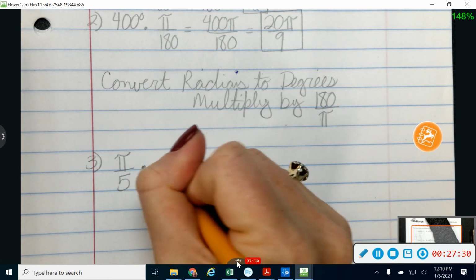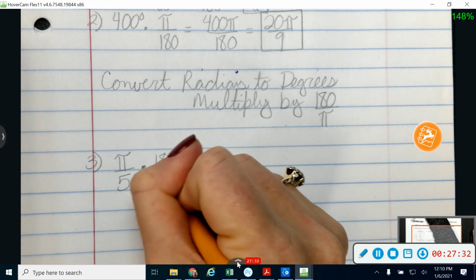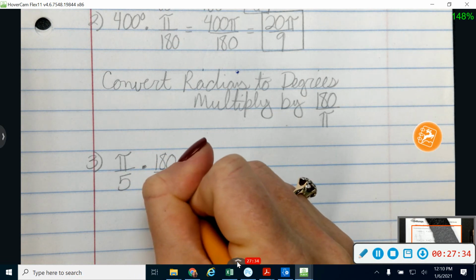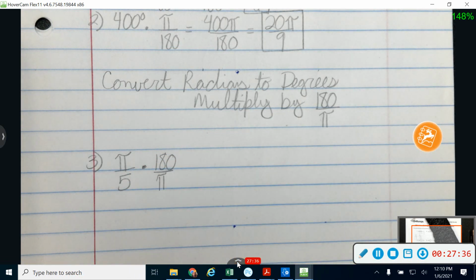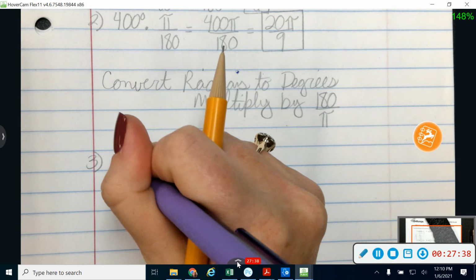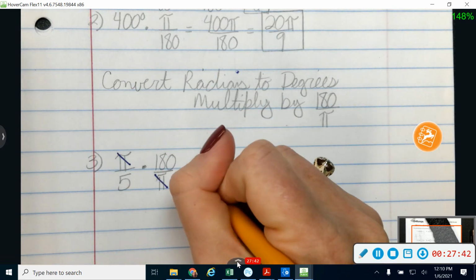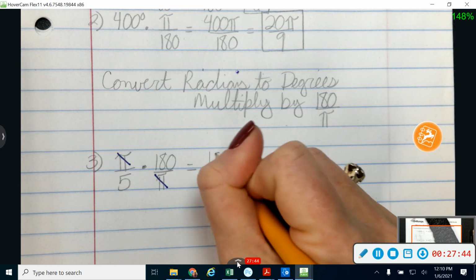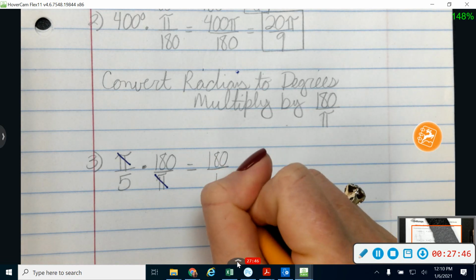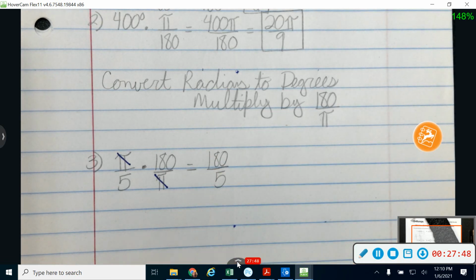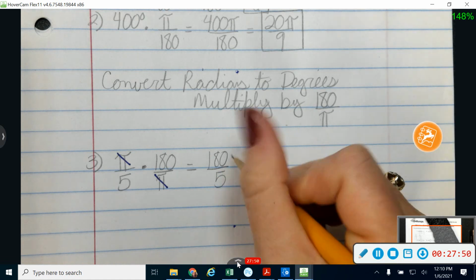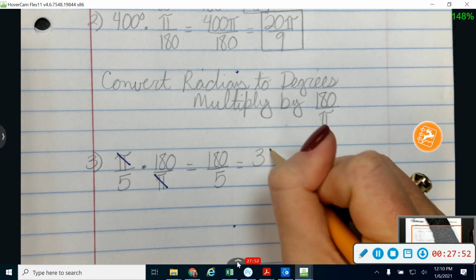So I'm going to multiply by 180 over pi, because what's going to happen to my pi's right there? They're going to cancel out. That's right. One in the numerator, one in the denominator is going to cancel out. And then I'm going to have top times top and bottom times bottom, which gives me 36 degrees.